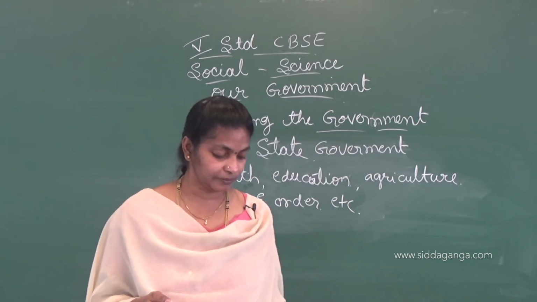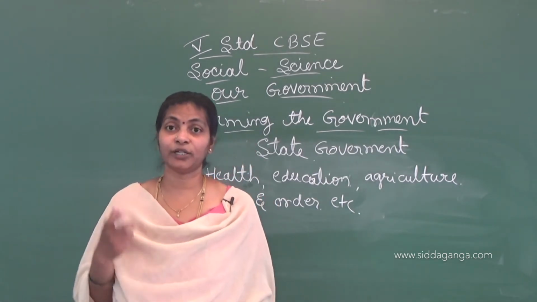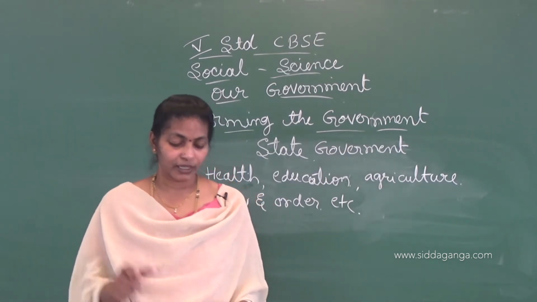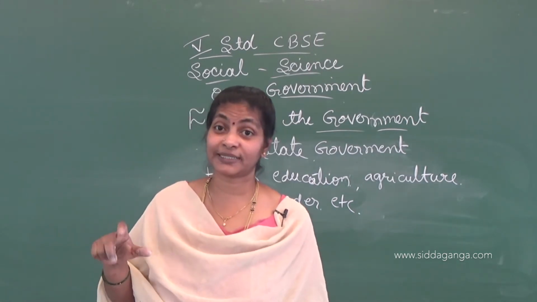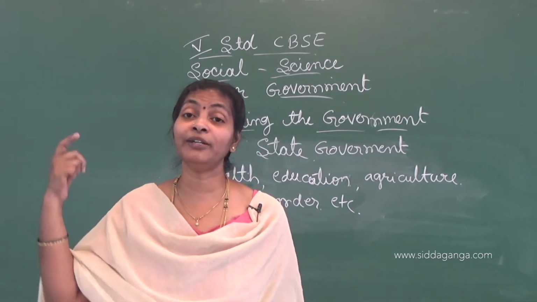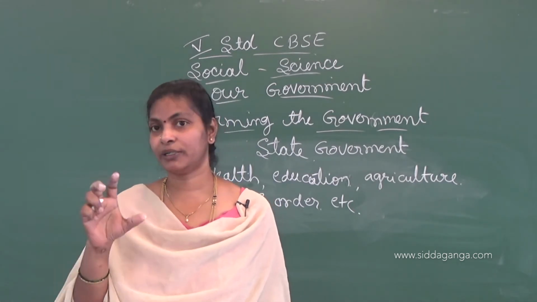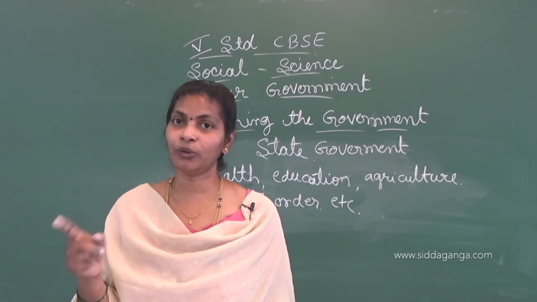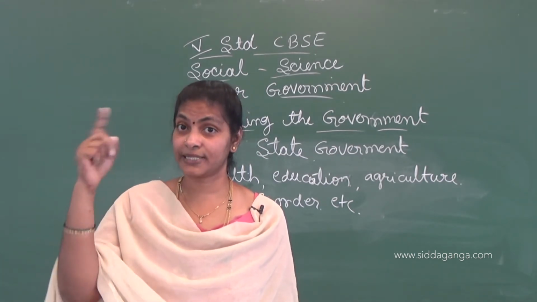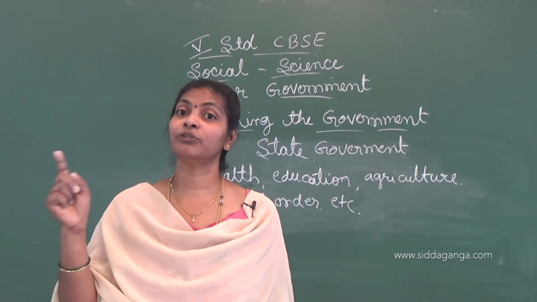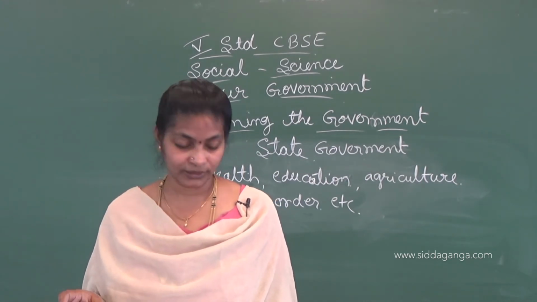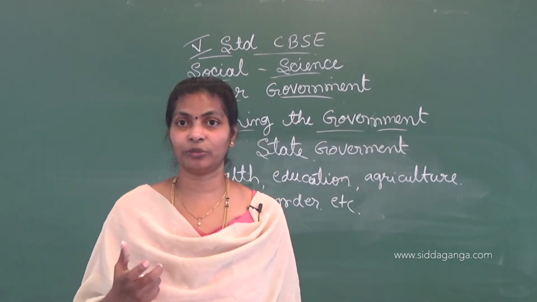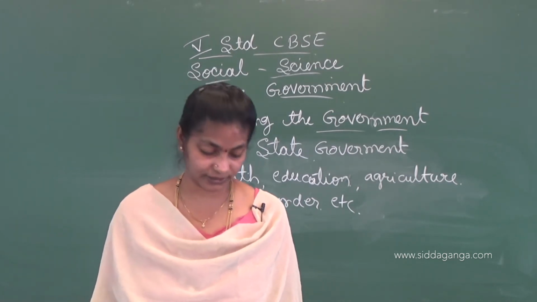So, let us learn how the state government forms in India. The state government is formed the same way as the central government. We already know how the central government forms; in the same way, the state government also forms in India. Now let us learn how the state government exercises its power.